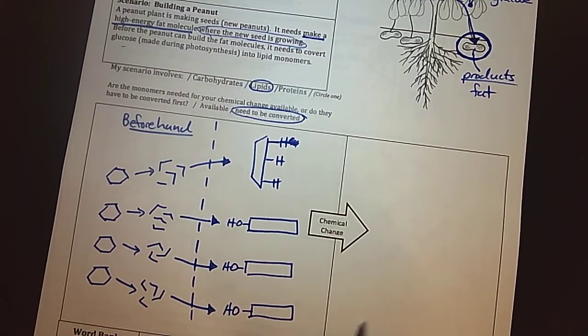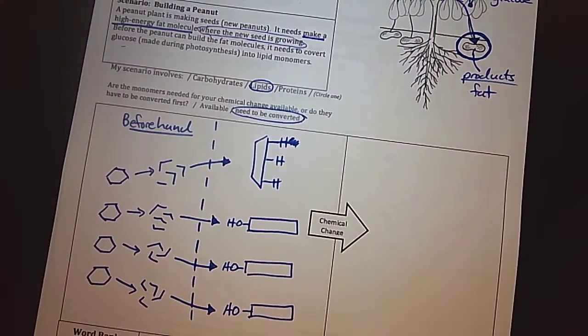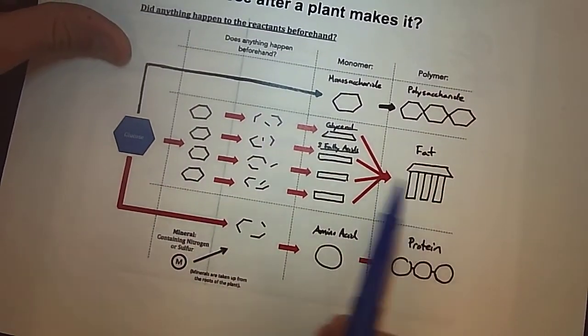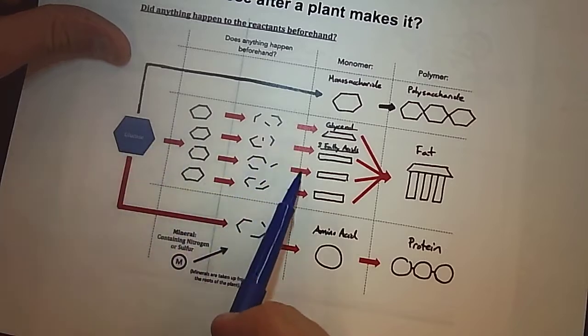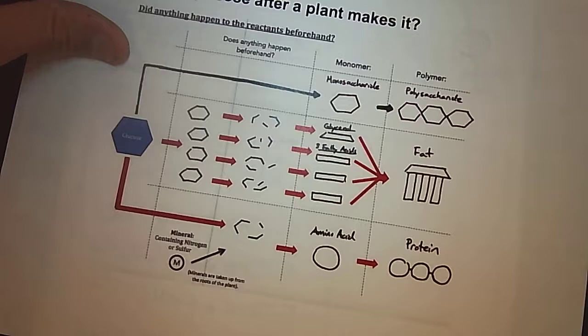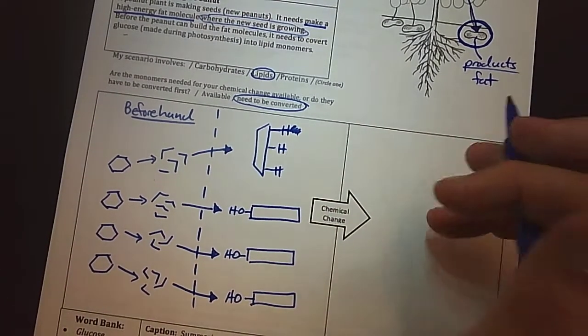And again, I know how to draw these from page 3 in my guide specifically, and I know that this needed to happen beforehand because on the last page of my guide, it shows that if I want to make a fat, glucose has to be broken down and rebuilt into the building blocks of fats, this glycerol and the 3 fatty acids first.